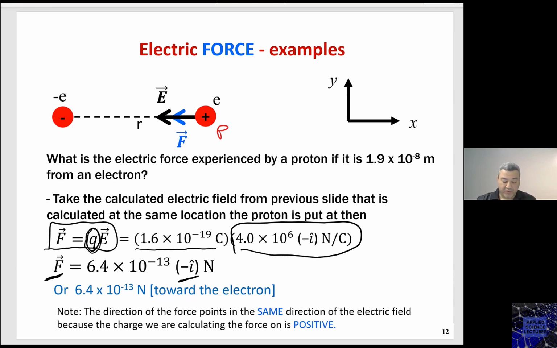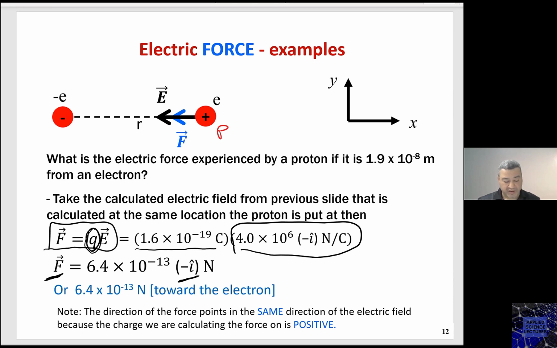So what did we observe here? We observed that if the charge that I am evaluating the force at is positive, then the field at this point would have the same direction as that force, or the force at that point will be in the same direction as the field.